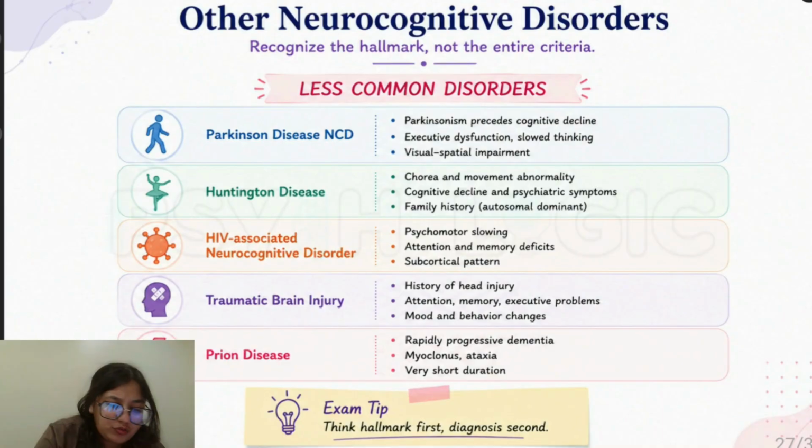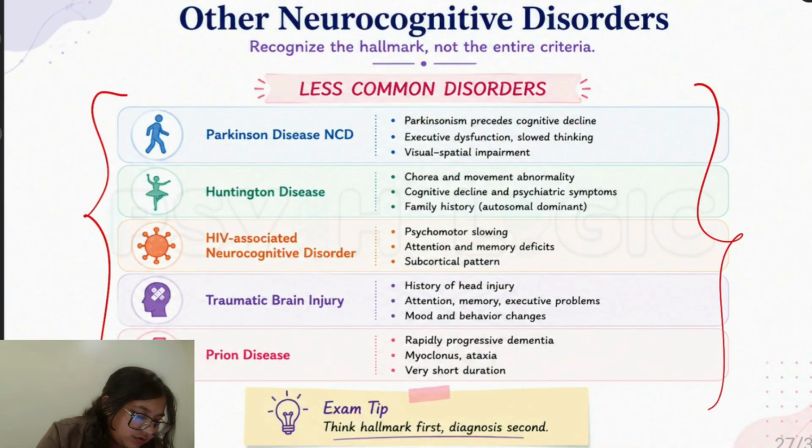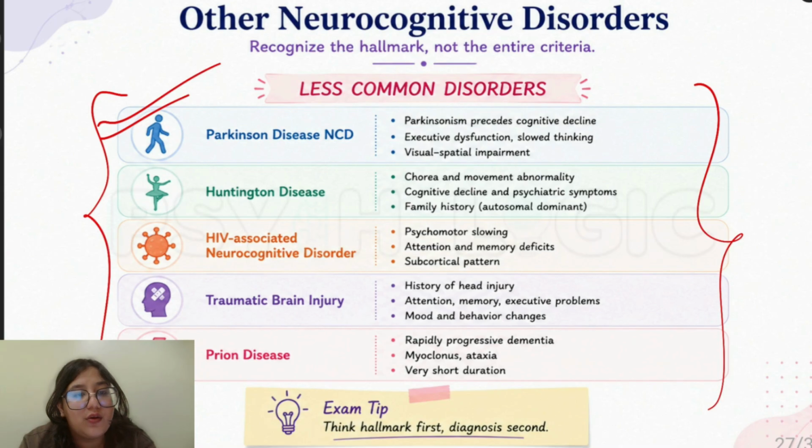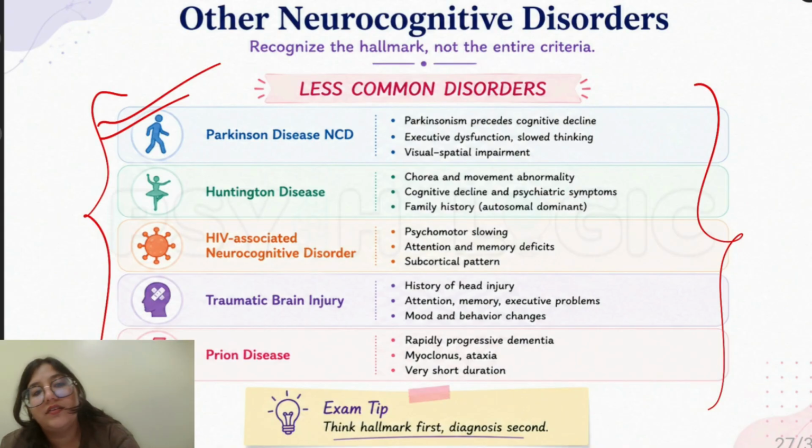So that is all you need to know about these disorders. There are other uncommon disorders that questions come from. So let's start with Parkinson's. As I already said, the main features of Parkinson's are tremors, slowed movements, rigidity. Okay. Movement disorder. In Parkinson's, the movement disorder comes first. Later, there comes the cognitive decline. So motor first, then cognition.